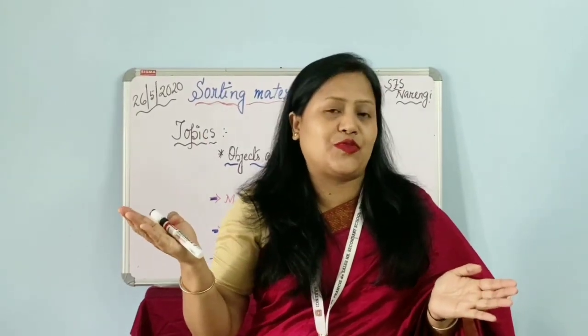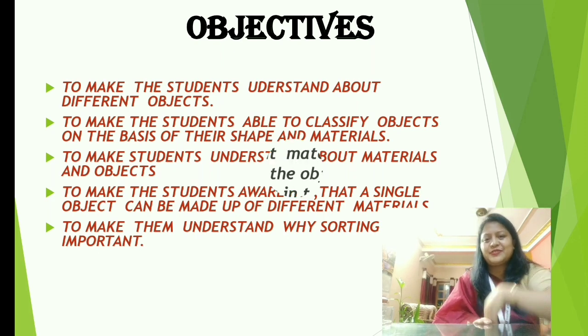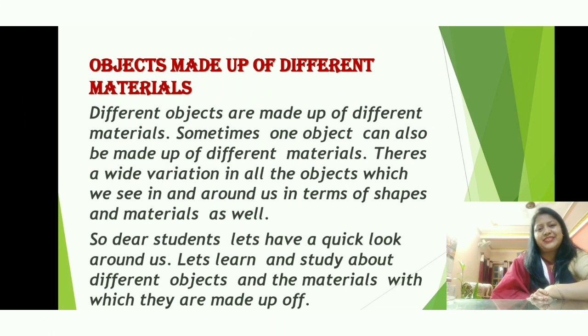But before the new topic, let's have the objectives first. The objectives are to make the students understand about different objects, to make the students able to classify objects on the basis of their shapes and materials, to make students understand about materials and objects, to make the students aware that a single object can be made up of different materials, and to make them understand why sorting is important. Objects made up of different materials.